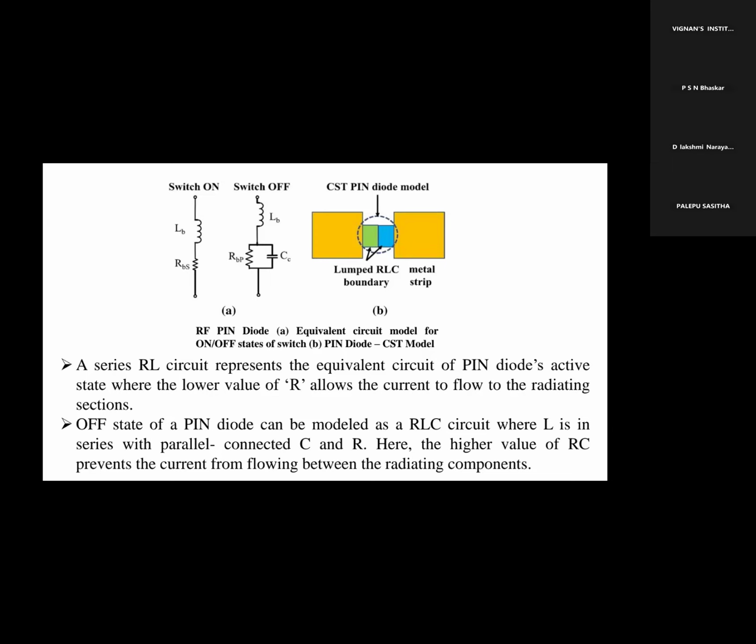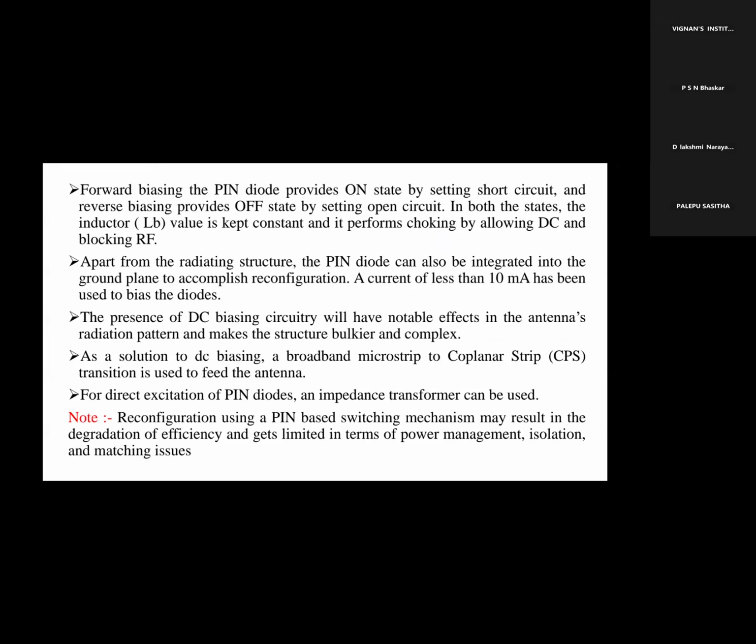So this is a CST. By using CST or HFSS, we can design any reconfiguration. Next, a forward biased PIN diode provides the on state by setting a short circuit, and reverse bias provides the off state by setting an open circuit. In both states, the inductor value is kept constant, and it performs choking by allowing DC and also blocking RF.